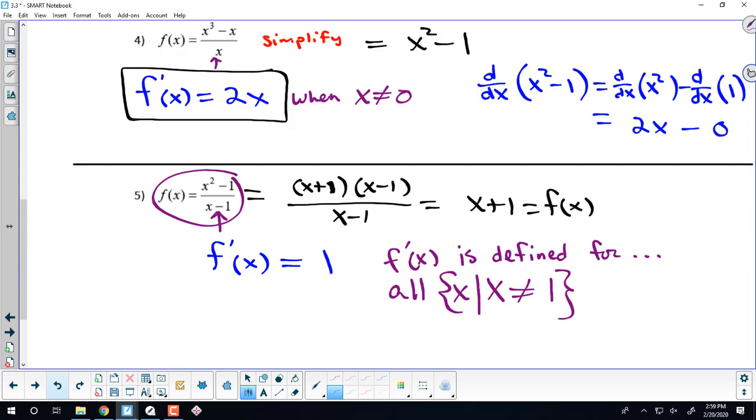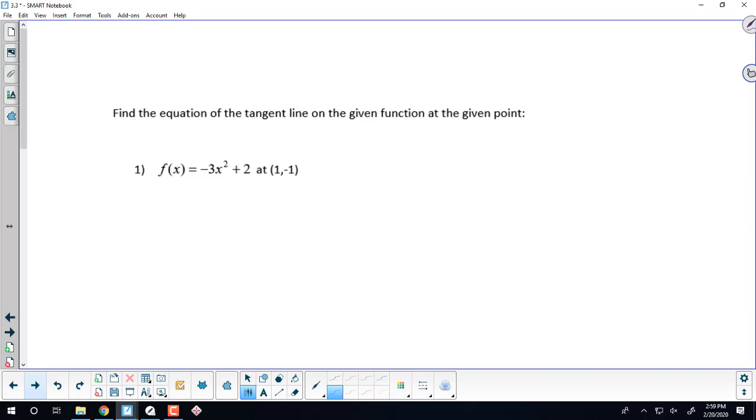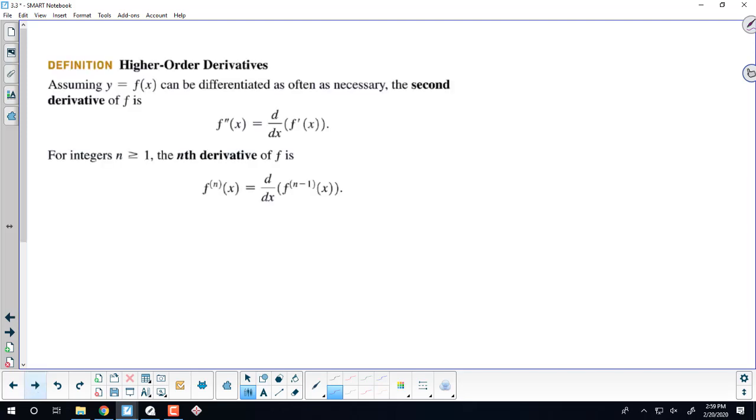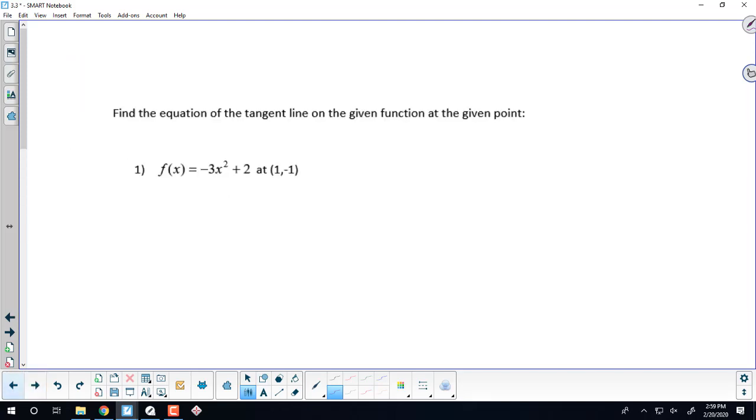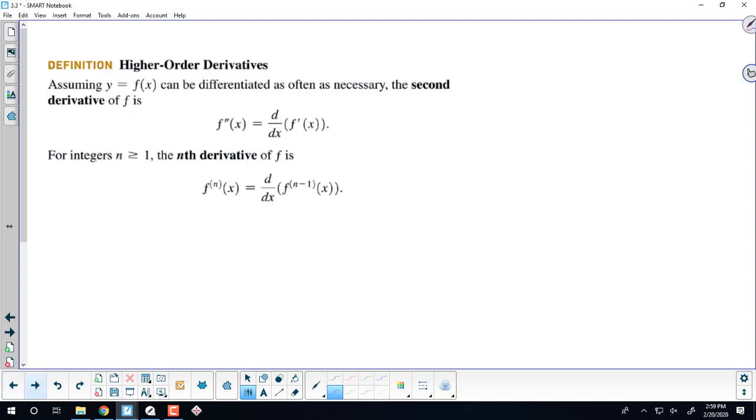So we do have the next topic, the higher order derivatives. We can come back to that. We're already behind, so we're going to skip to higher order derivatives.